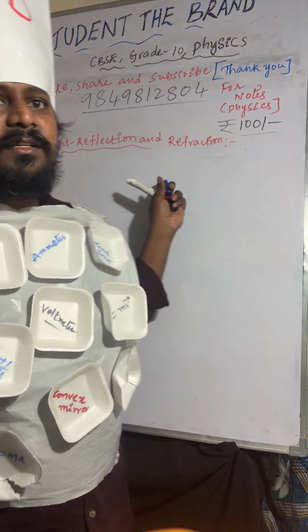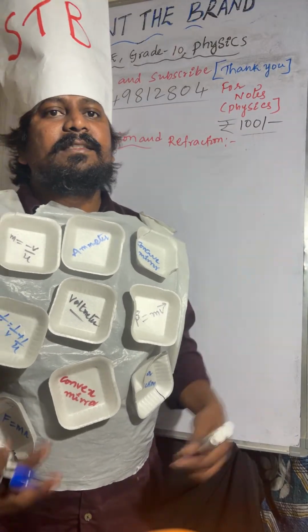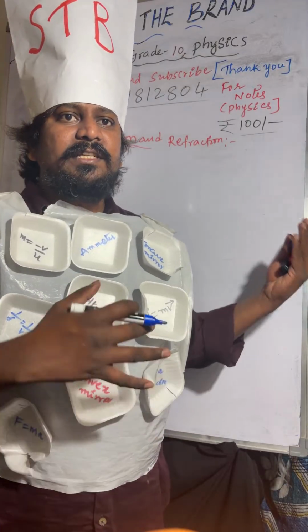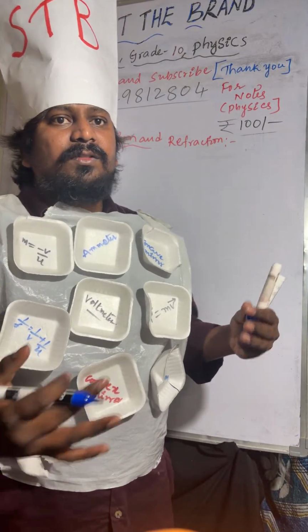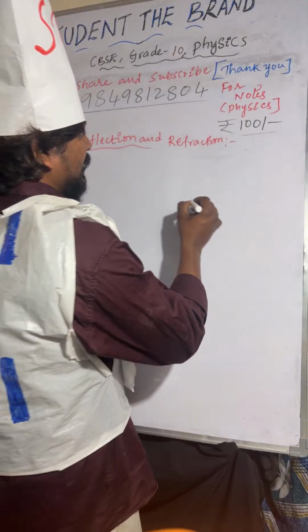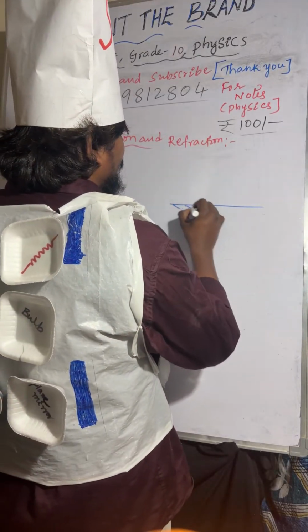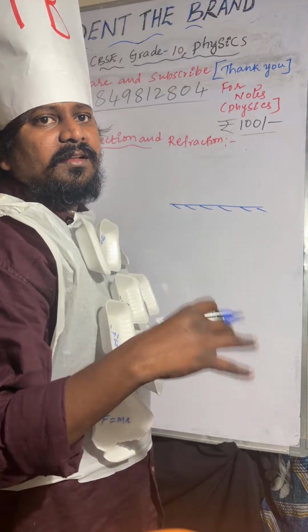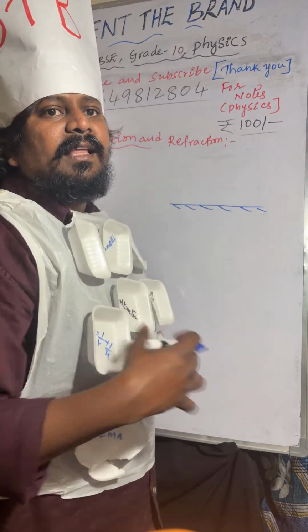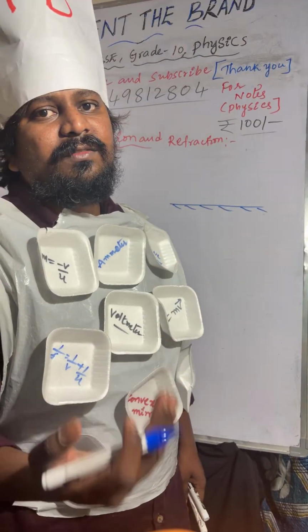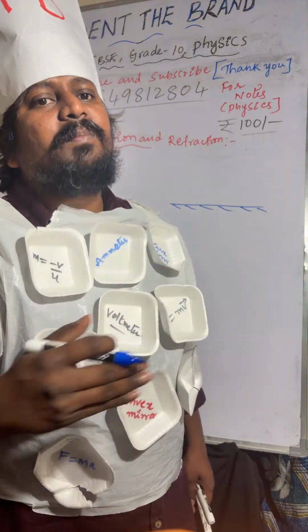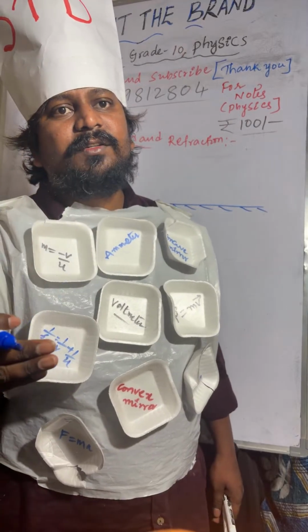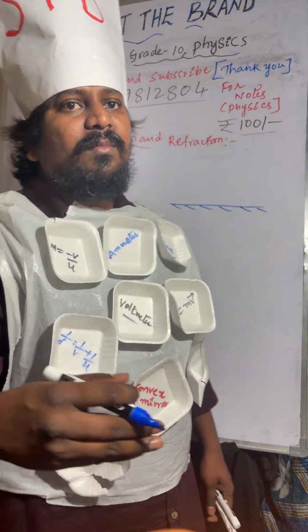Light reflection and refraction. Light is a form of energy which gives the sensation of sight. When light is incident on the surface, it reflects back. Now you can observe here, I'm taking a plane surface. The light ray which is incident on the surface is called the incident ray. The light ray which is reflecting back is called the reflected ray. The light ray which is perpendicular to the plane surface is called the normal line.